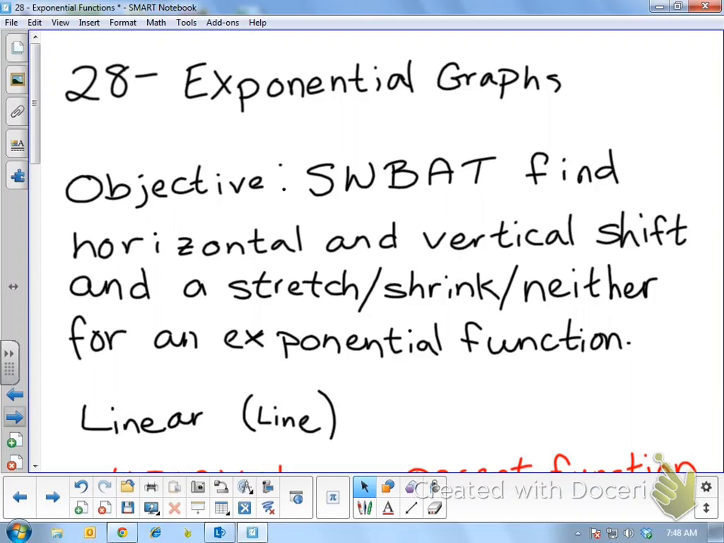Today we're going to be working with exponential graphs. And actually in my other classes we didn't even make it to exponential graphs, so this might bridge over 2 days. Because we're going to review all the graphs we know how to graph. So our goal today is to find horizontal and vertical shift and a stretch, shrink, or neither for an exponential function.